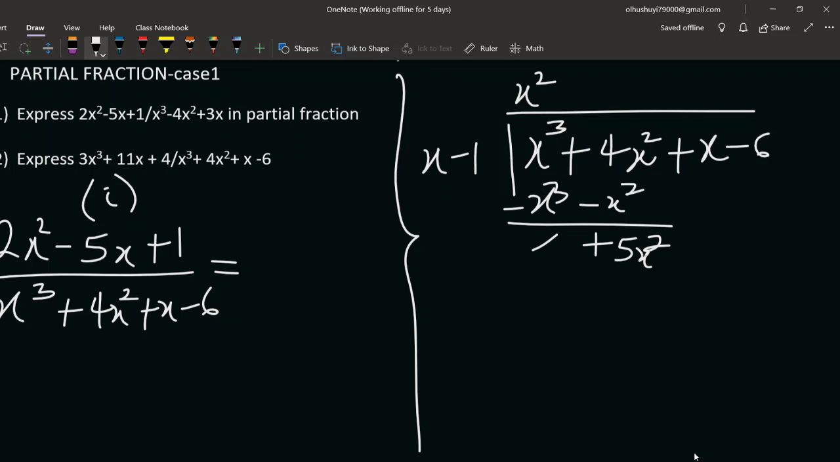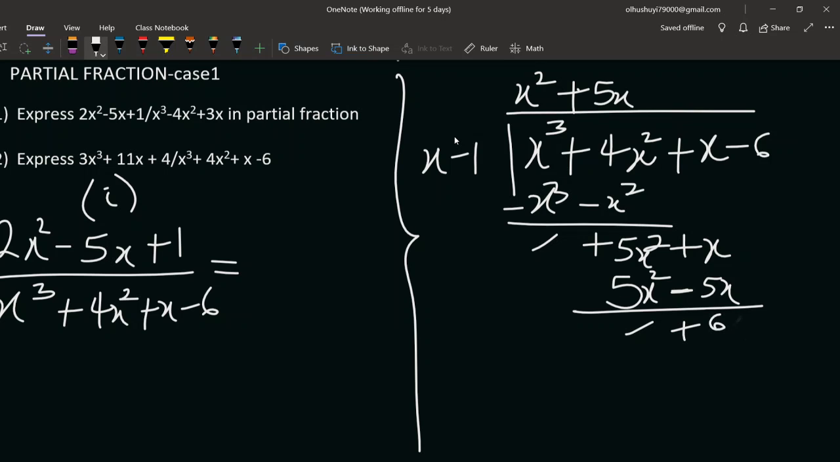So what do we do next? You bring down this, we have plus x. We check again, x and 5x squared, so that will be plus 5x. So we multiply again, 5x times x, you have 5x squared. Then 5x times minus 1, that will be minus 5x. Subtract again, this is gone. x minus 5x, that should be plus 6x.